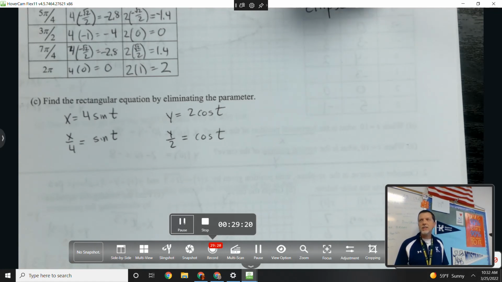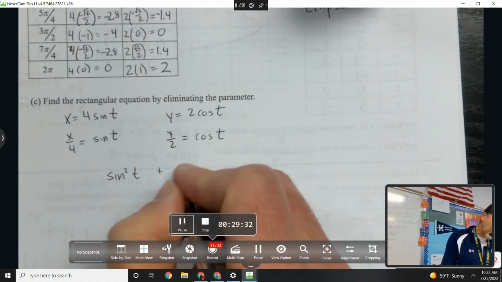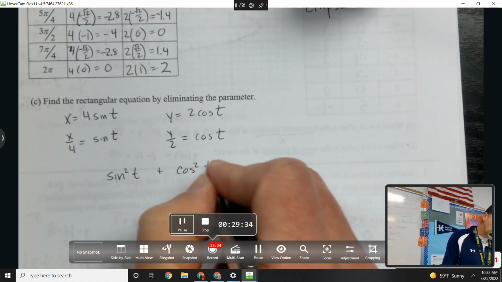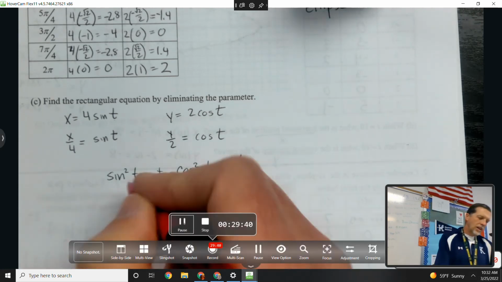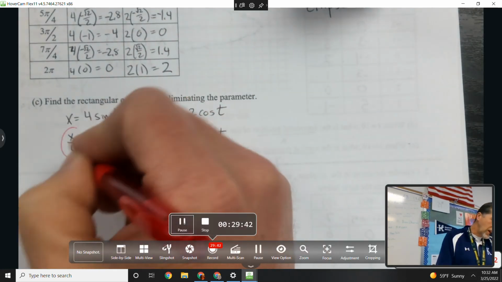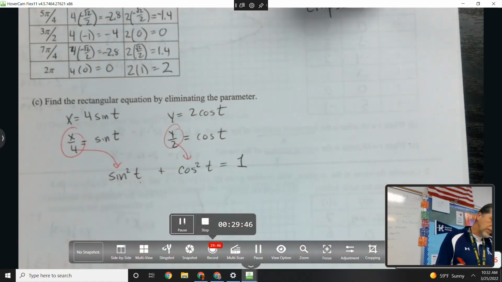Oh, yeah, there is. Cosine squared plus sine squared equals 1. Yes. Usually we put it the other way, but what you said was right. Sine squared plus cosine squared is 1. That's always true. So we're going to get kind of sneaky here. In place of sine, I'm going to put x over 4. In place of cosine, I'll put y over 2.